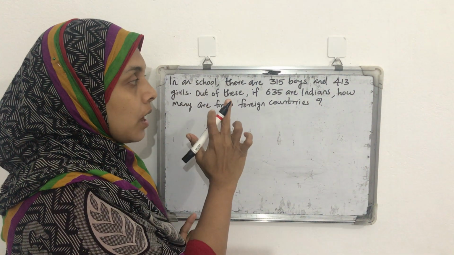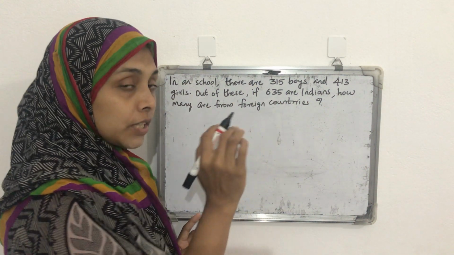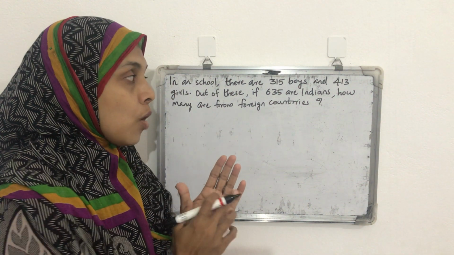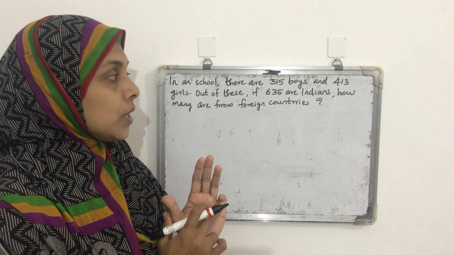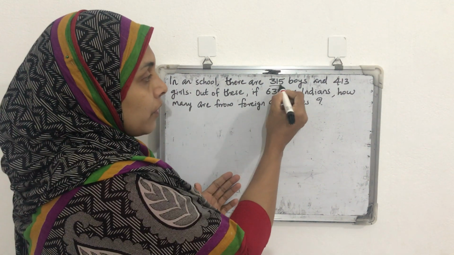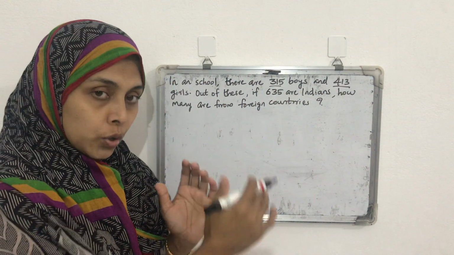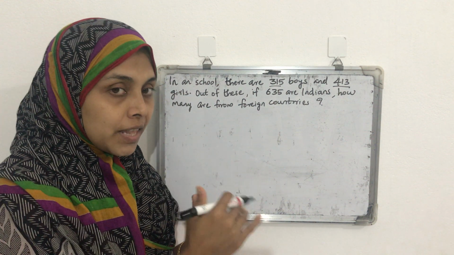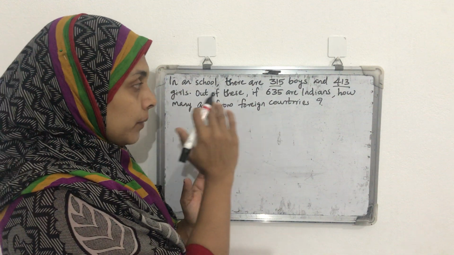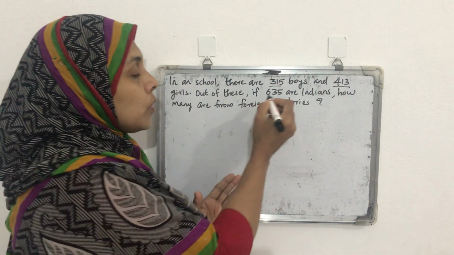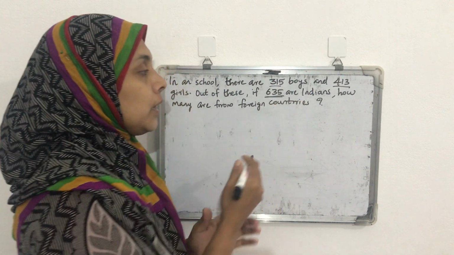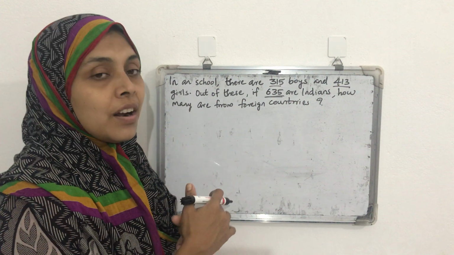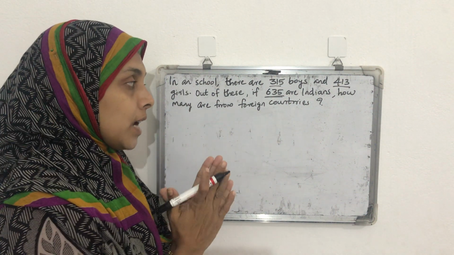In a school there are 315 boys. So first we want to read the question and understand the meaning. So in that school, how many boys are there? 315 boys. And how many girls are there? 413 girls. Out of these total students, if 635 are Indians, then from the total students, how many students are from India? 635. Then what we want to find out? How many are from foreign countries? So now we understand the question.